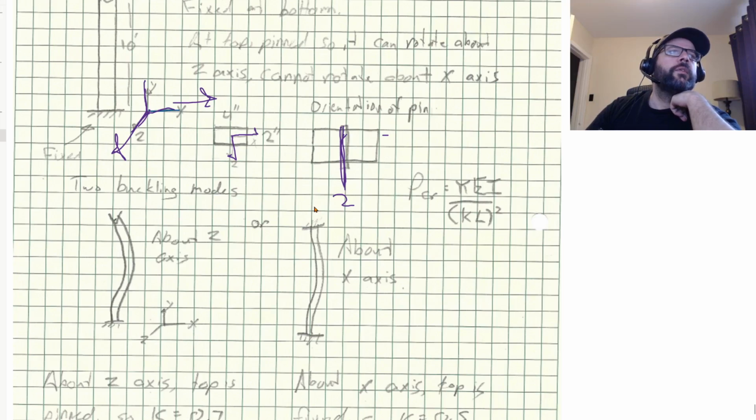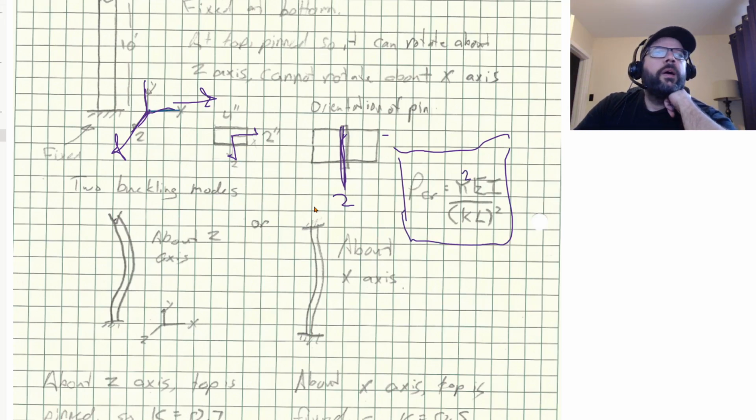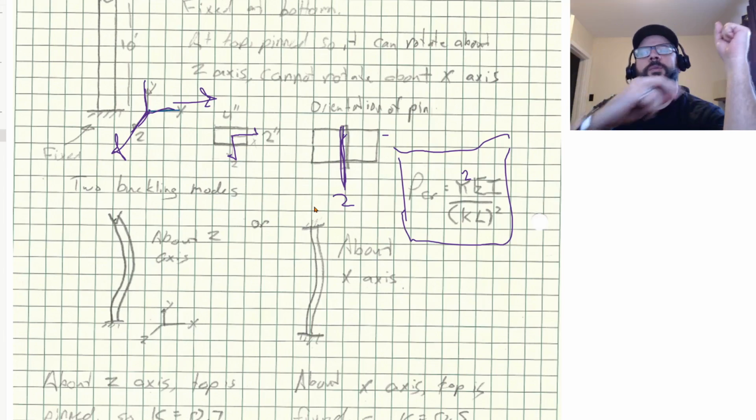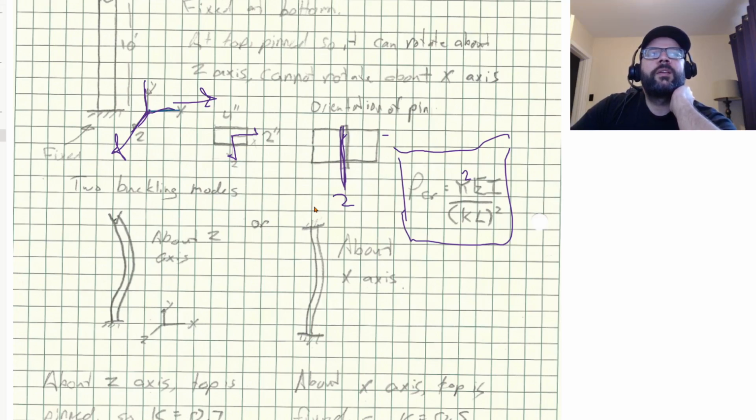So yeah, I just rewrote our, oh, I forgot the squared there. Rewrote our beam buckling formula. So pi squared EI over KL squared, where KL is basically the effective length. It's based upon the buckling mode. So we got two buckling modes that we can talk about.